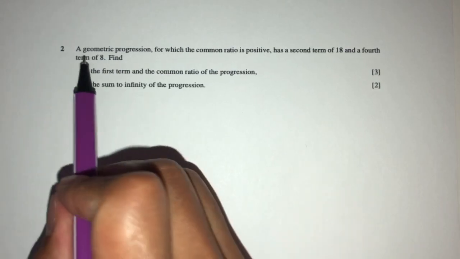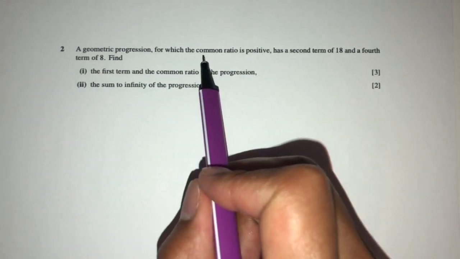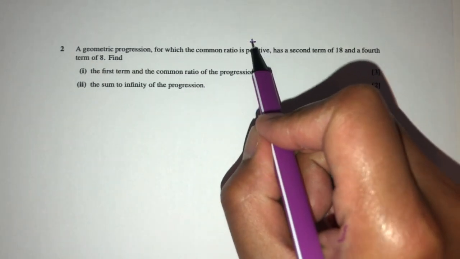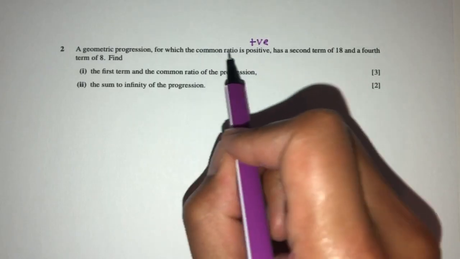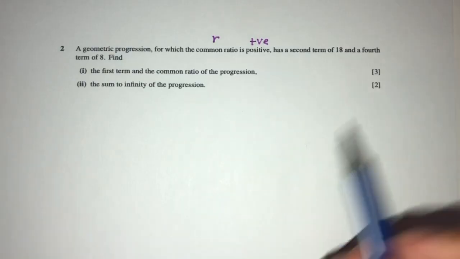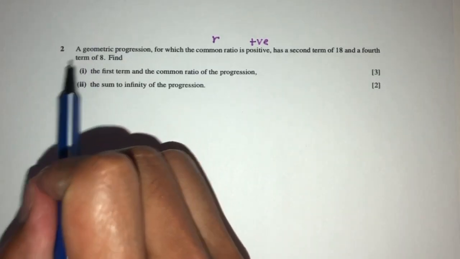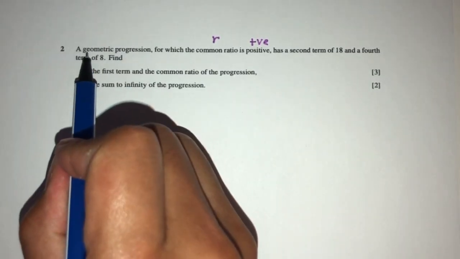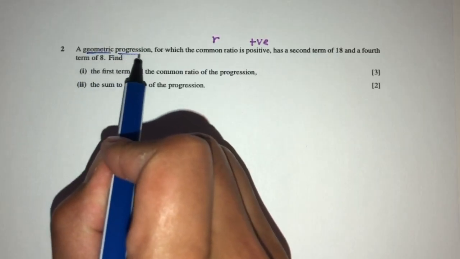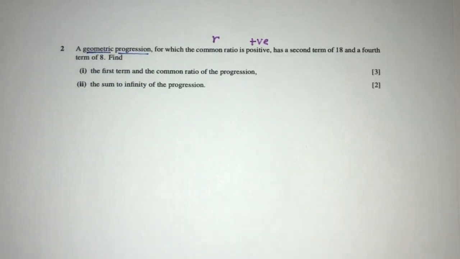Here we have a geometric progression for which the common ratio is positive. So we know this is positive, and the common ratio is simply the value of r, right? We have to know this. Now we know that the type of progression we have to work with is a geometric progression. That is a very good thing. That's the first step, that we have to know what kind of progression we have for the question.